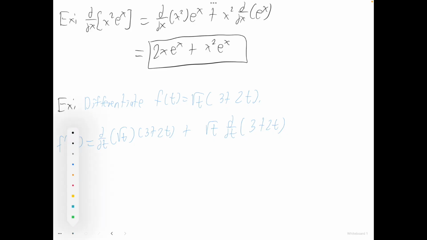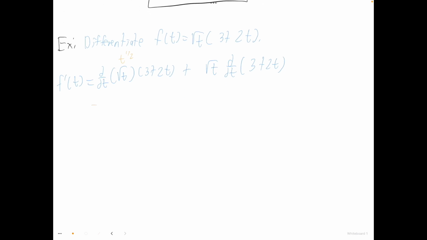Now, remember that the square root of t is t to the 1/2. And so the derivative of the square root of t is 1/2 t to the minus 1/2. Then we're going to multiply that by 3 plus 2t. And then plus the square root of t times the derivative of 3 plus 2t, which will just be 2, using the power rule, because the derivative of 3 is 0, and the derivative of 2t is 2.